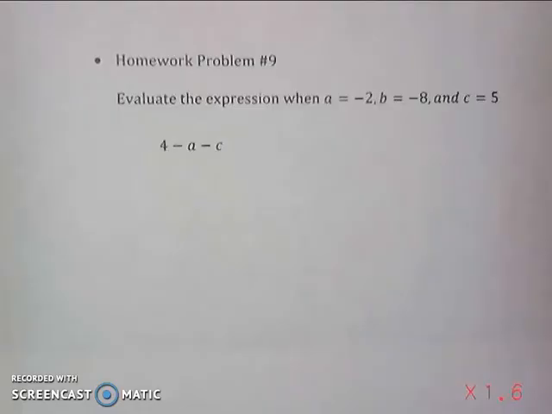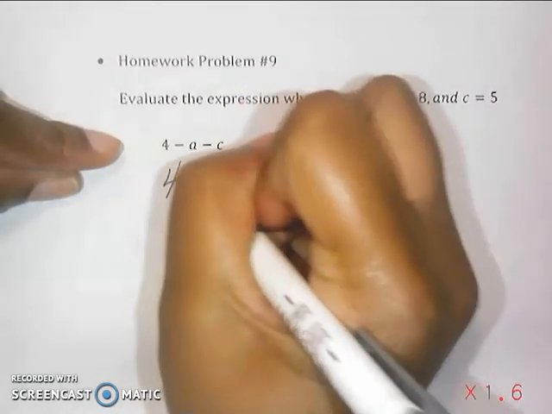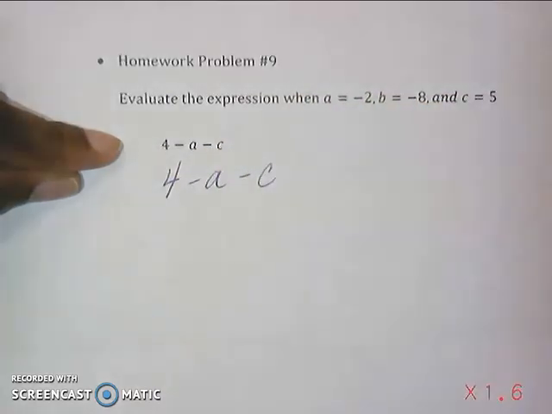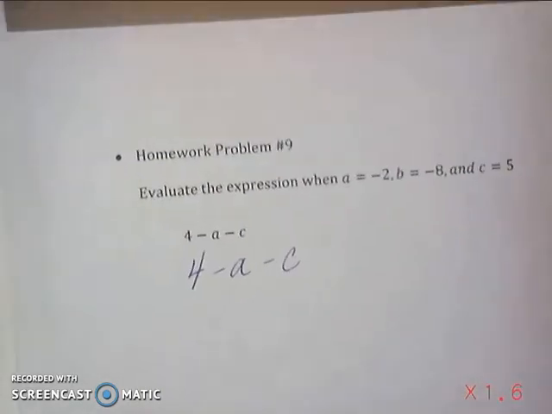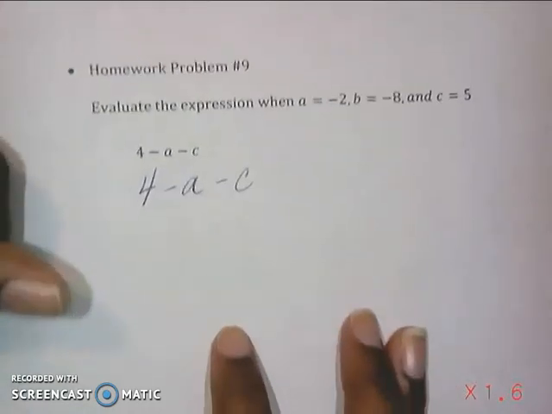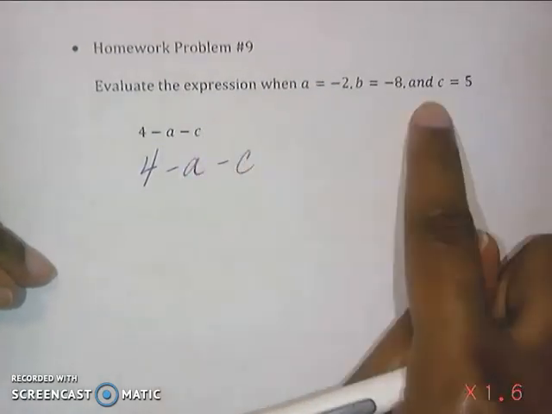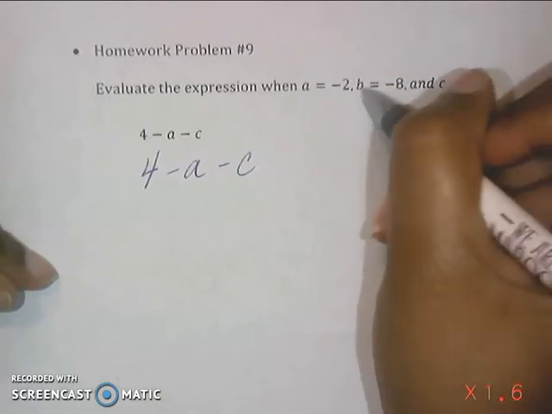This problem was a special request problem, and I said I would add this to the video. Homework problem number 9 said evaluate the expression when A is equal to a negative 2, B is equal to a negative 8, and C is equal to 5, given the expression 4 minus A minus C. I probably should have made this a little bit bigger, so give me a second to write it over. Okay, so what we're going to do is substitute in the values for A and C. In this case, we don't need B.